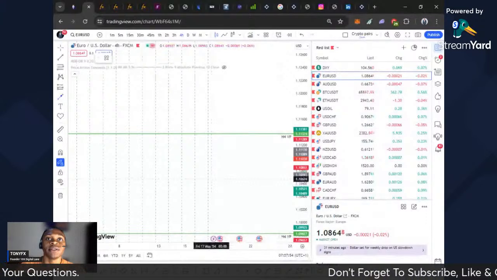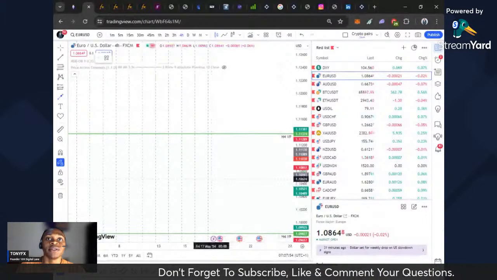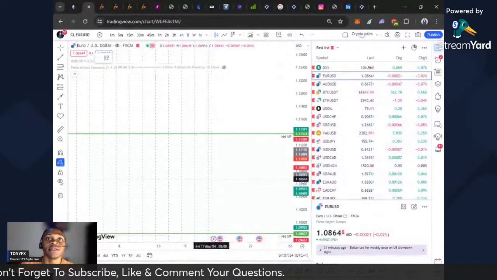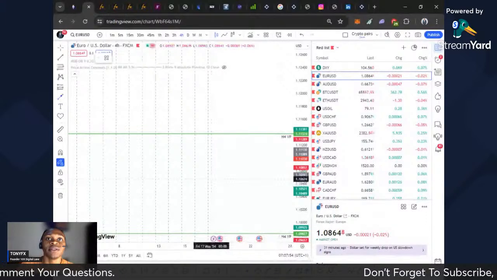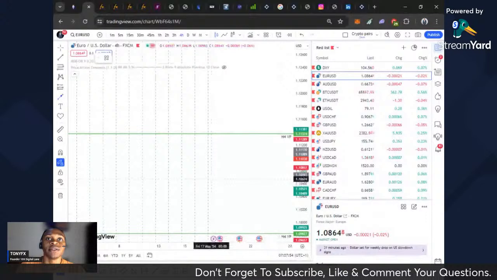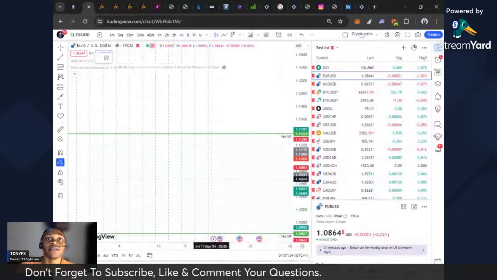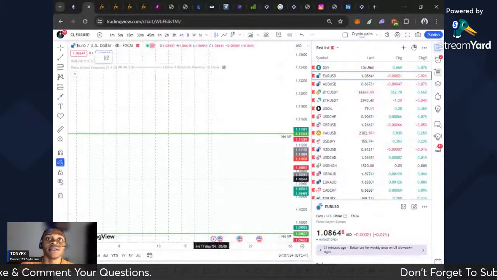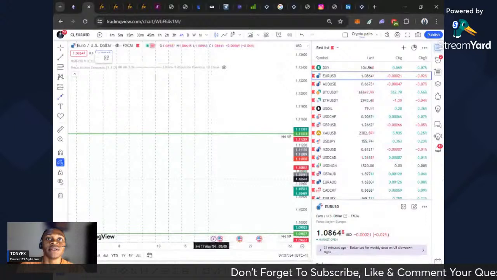The Asia session and the Tokyo session. Good. So what this means is that you're either trading the London session, the New York session, the Asia session, or the Tokyo session.